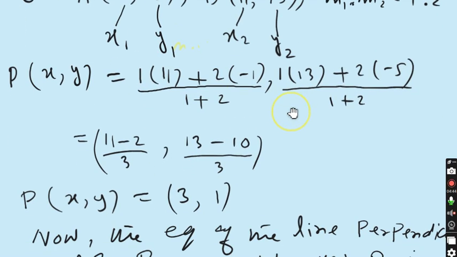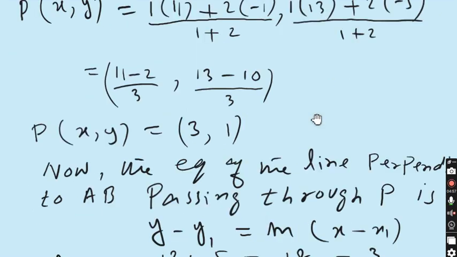Simplify, 1 into 11 is 11, 2 into minus 1 is minus 2, upon 2 plus 1, 3. 1 into 13 is 13, 2 into minus 5 is minus 10, upon 1 plus 2 is 3. 11 minus 2 is 9, 9 upon 3 is 3, 13 minus 10 is 3, 3 upon 3 is 1. Therefore, the coordinates of P are (3, 1).